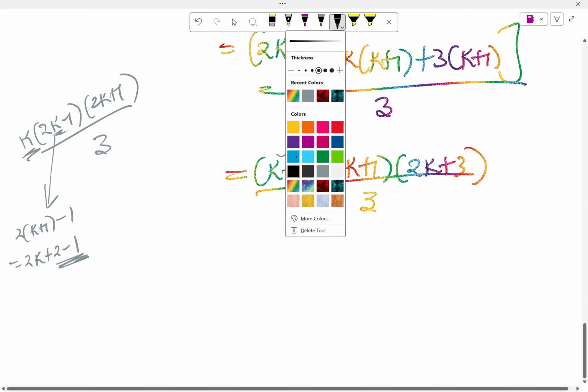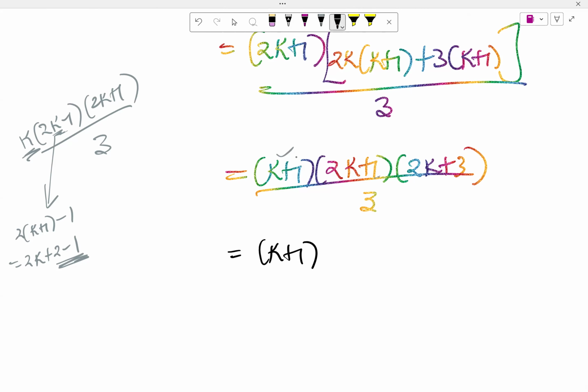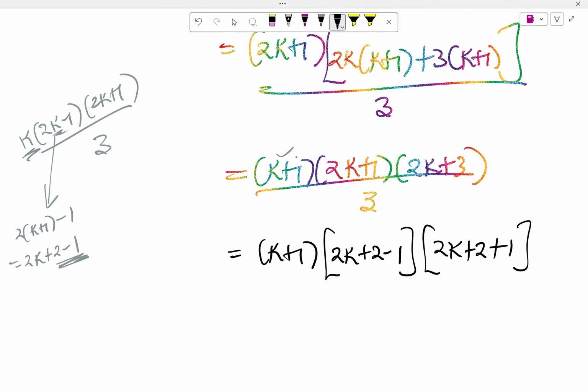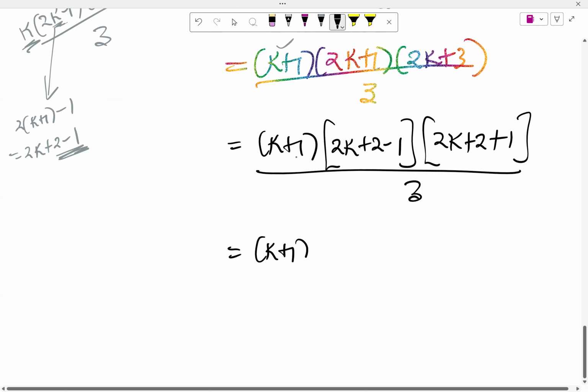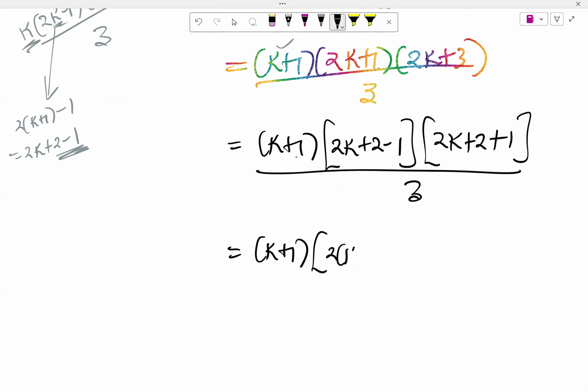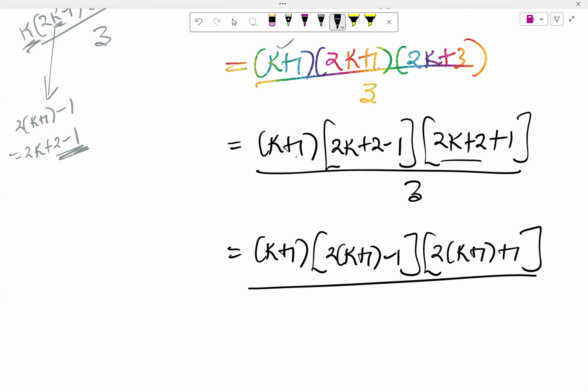Let me go all black now. So we have k. So this is k plus 1. So here you have 2k plus 2 minus 1, because 1 here is 2 minus 1, and then here you have 2k plus 2 plus 1, all over 3. So now we can factorize. So we have k plus 1 into 2 into k plus 1 minus 1, 2 is common again. So you have 2 into k plus 1 plus 1. All this over 3.